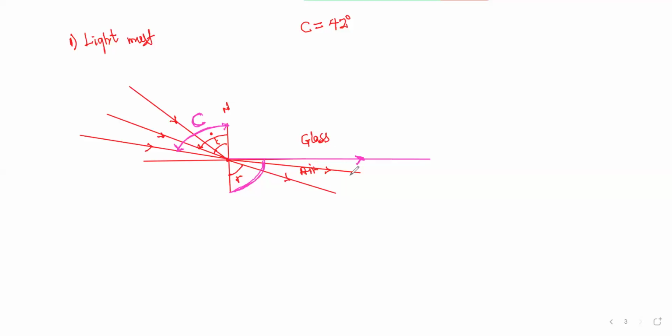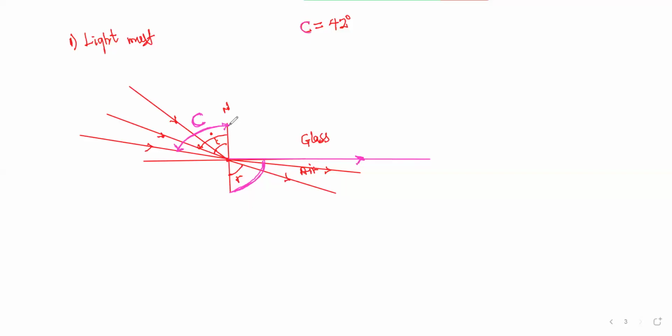Yes. So meaning that if I have glass and air and I know that the critical angle of glass is 42, then for total, okay, so let me speak for this.